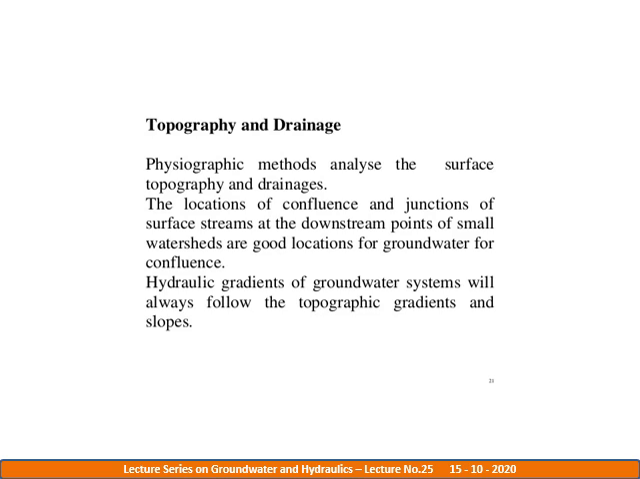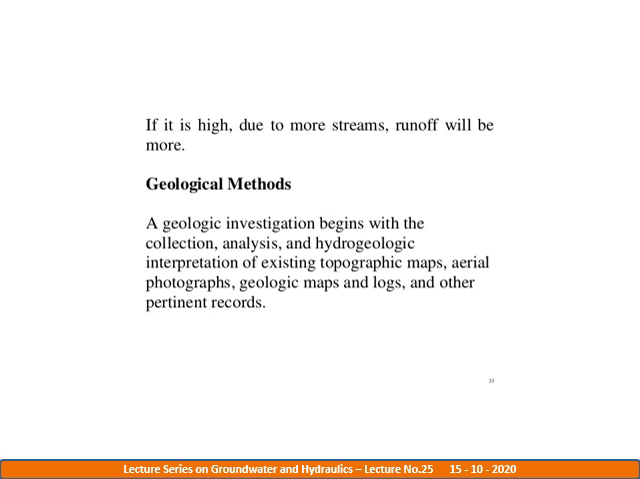Topography and drainages. The physiographic method analyzes the surface topography and drainages. The confluences and junctions of surface streams at downstream points of small watersheds are good locations for groundwater. The hydraulic gradient of the groundwater system will always follow the topographic gradient and slopes. If it is high, due to more streams, runoff will be more.